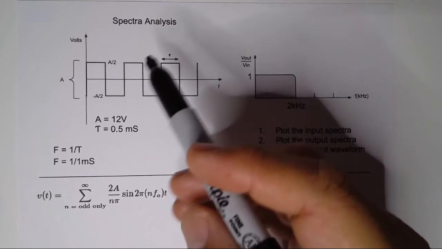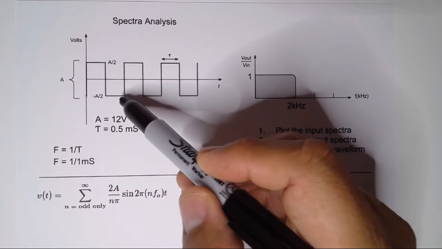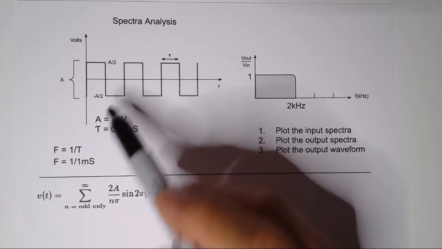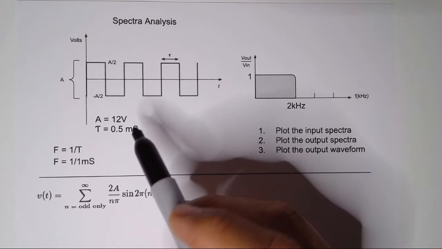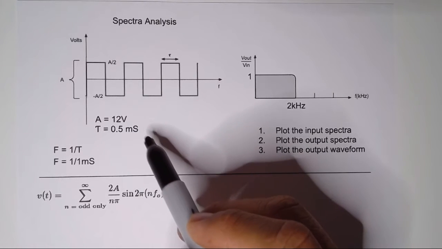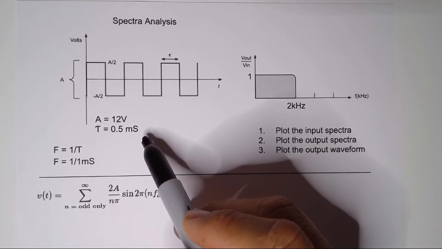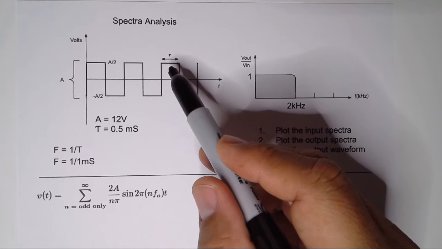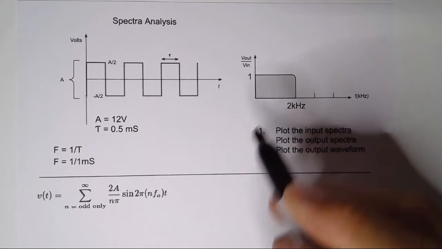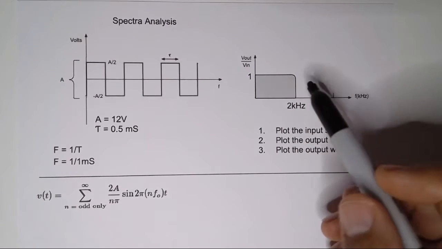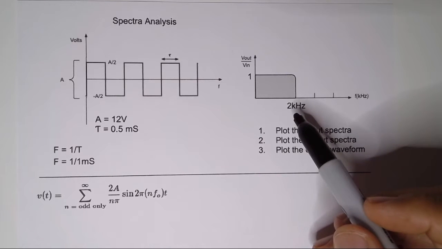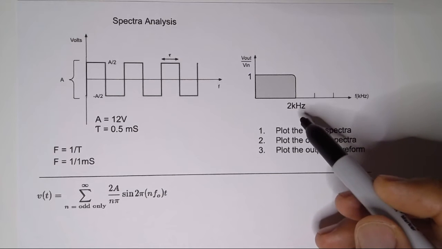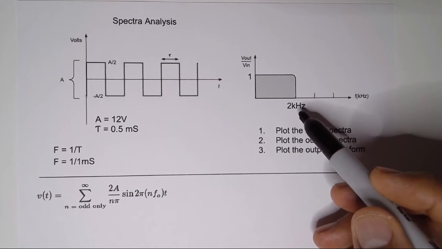We're given a signal, which is in this case a square wave with no offset, and we're given that the amplitude is 12 volts and tau is 0.5 milliseconds. So tau is half a cycle, and that's 0.5 milliseconds. Now we also are given a low pass filter with gain of 1 with a cutoff frequency of 2 kilohertz.